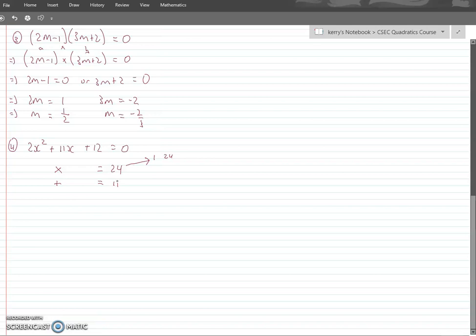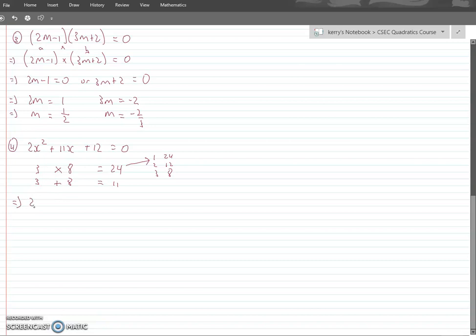1 and 24 can't add to give you 11. 2 and 12 can't add to give you 11. What about 3 and 8? 3 by 8 is 24, and 3 plus 8 is 11. So that's 3 and 8. Again, if you're not sure how I got that, feel free to go back to the previous session, previous two sessions actually, and you will see how we did this.